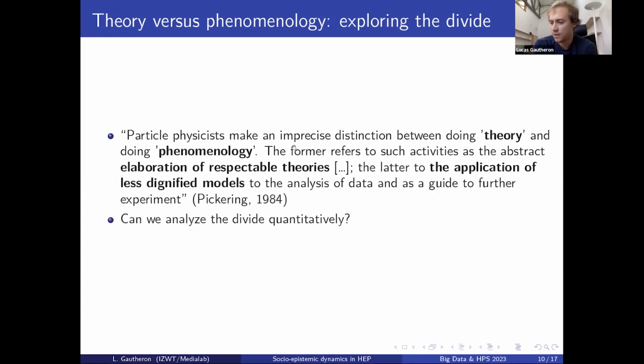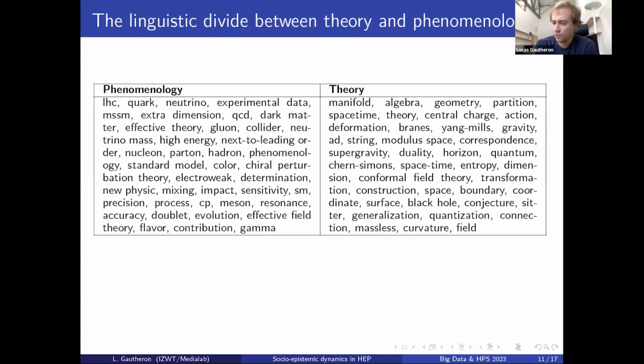So now I would like to use quantitative methods to further explore the separation between theory and phenomenology. And to do so, what we did was to train a model to predict the category to which abstracts of the literature belong using a logistic regression model. And with this model, we can find out which keywords discriminate the most between phenomenology and theory. And we do find the following keywords, which are revealing of different dimensions of the divide between the two.